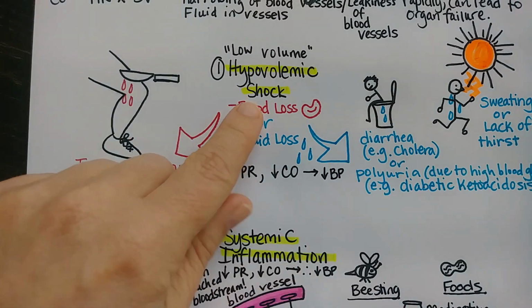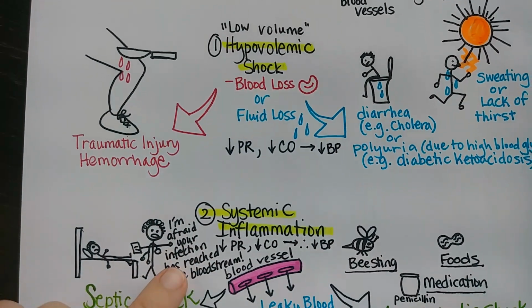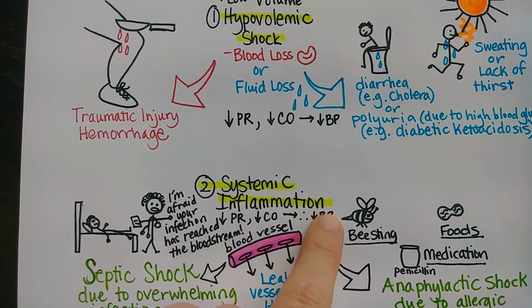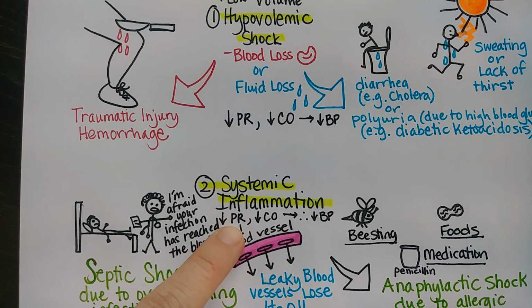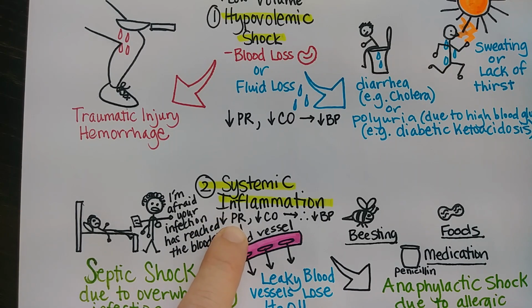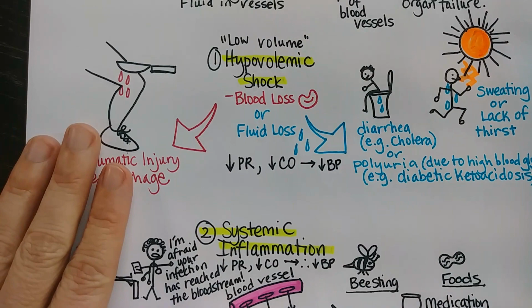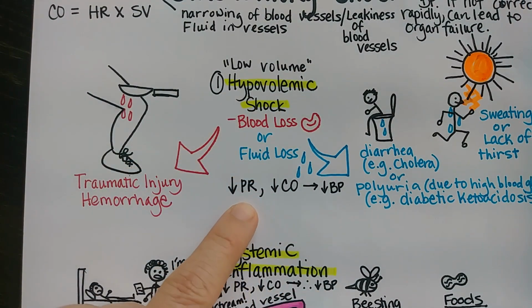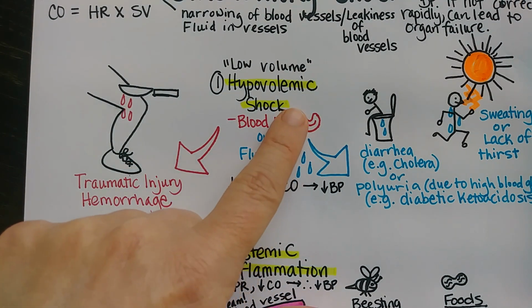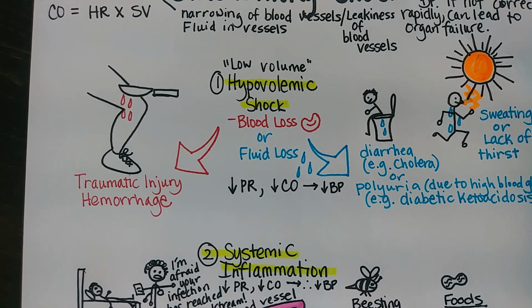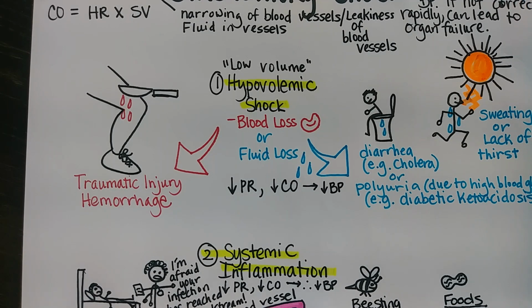So you'll notice that hypovolemic shock and systemic inflammation are both decreasing blood pressure leading to shock, but what's happening here is that the reason peripheral resistance is going down is because water is going into your own tissues. And in hypovolemic shock, the reason that peripheral resistance is going down is because fluid is literally being lost from the body, either through blood loss or diarrhea, or sweating, or not drinking enough fluid.